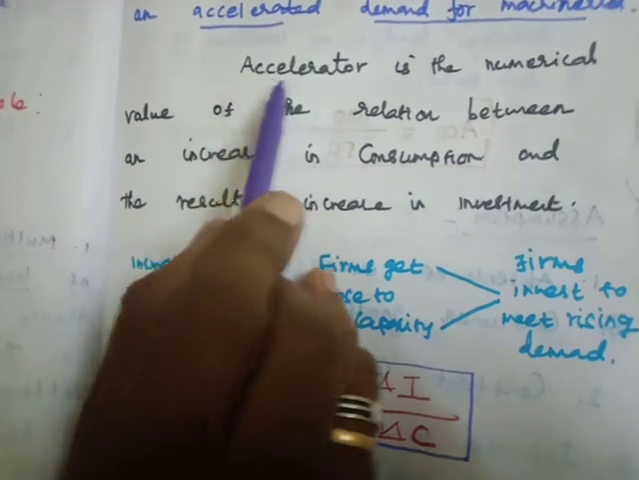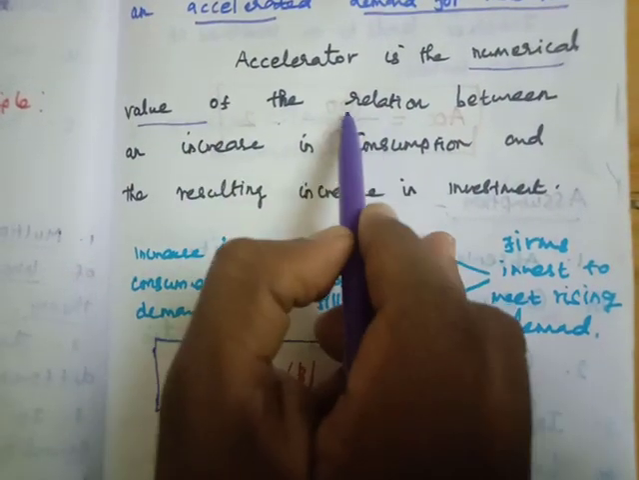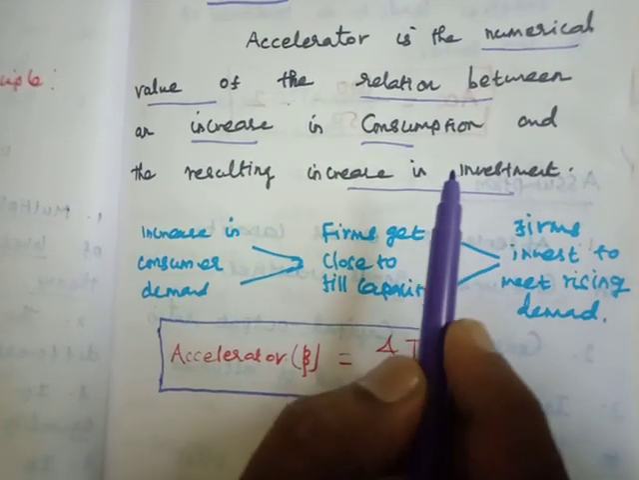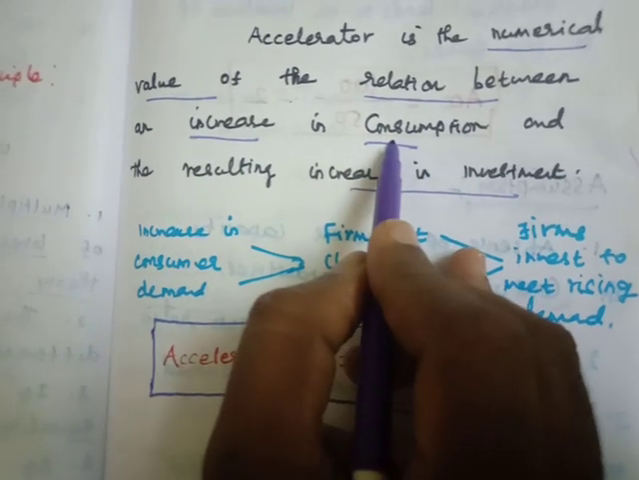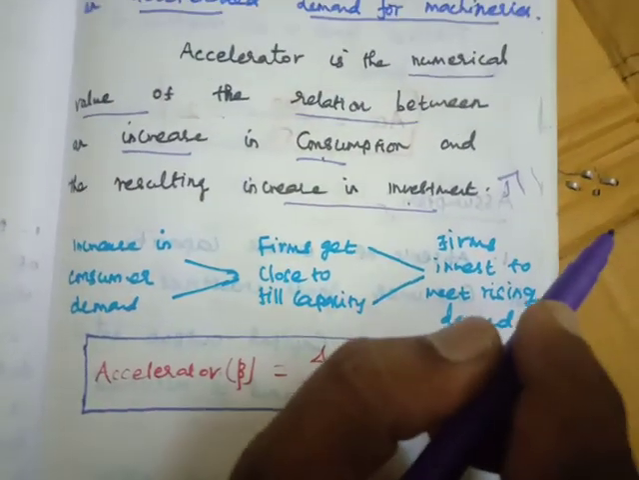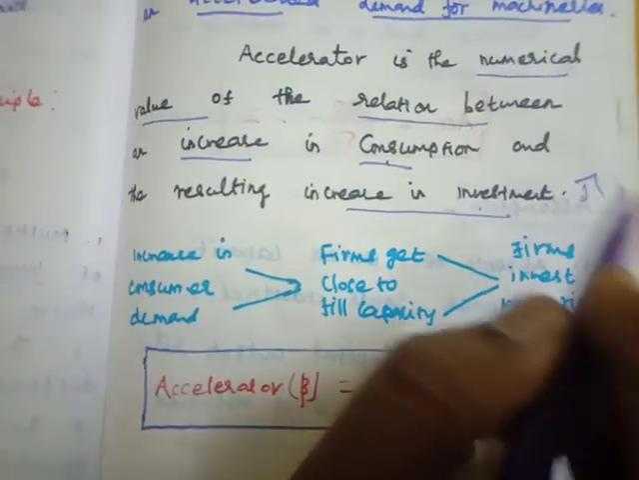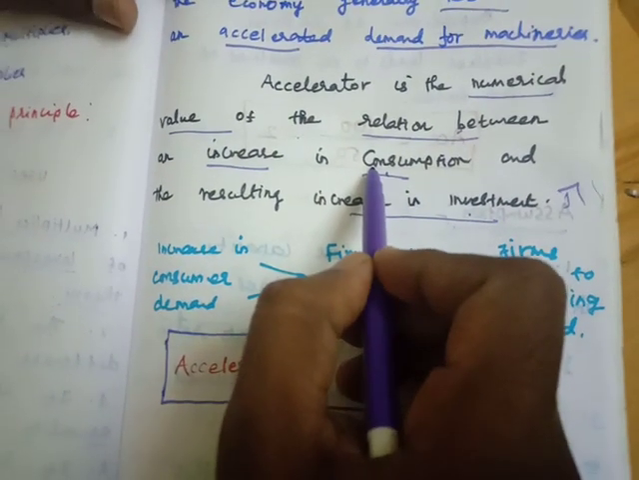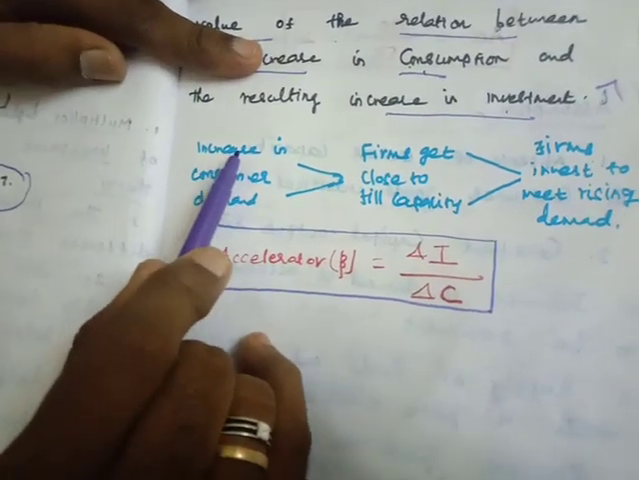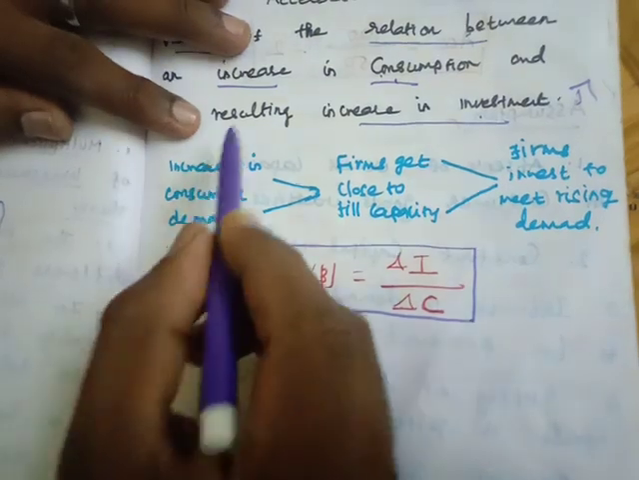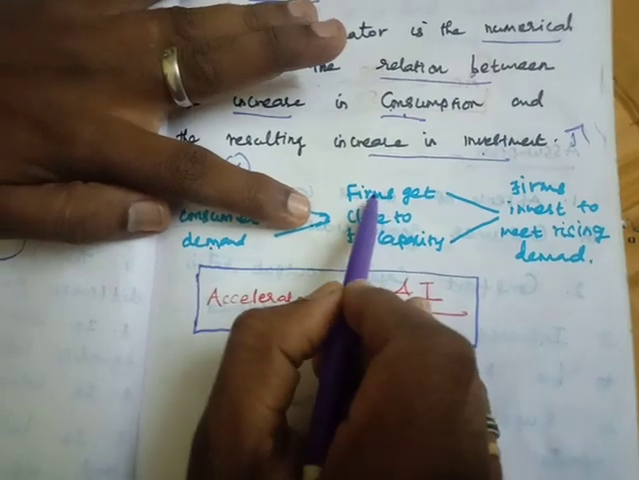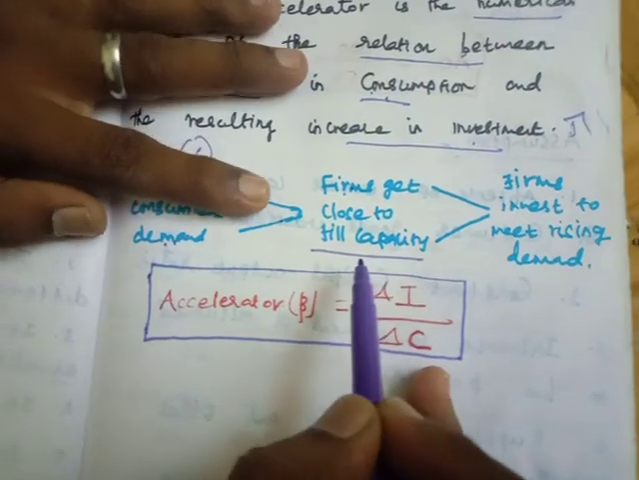And the next one: the accelerator is the numerical value of the relation between increase in consumption and the resulting increase in investment. So when we fulfill the consumption, we will need more investment to purchase the machinery. So the accelerator is the numerical value for the relationship between increase in consumption and increase in investment. So, increase in consumer demand. One point, if you increase the consumer demand, the firms or industry will get close to full capacity.